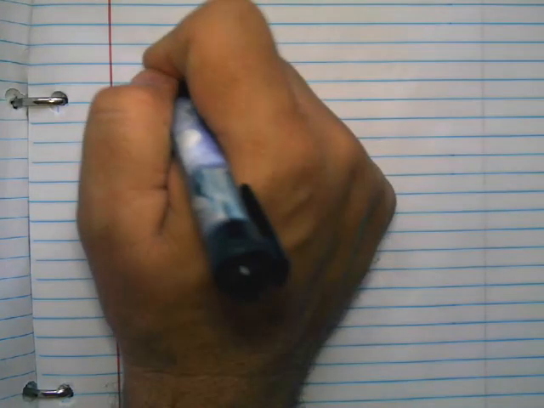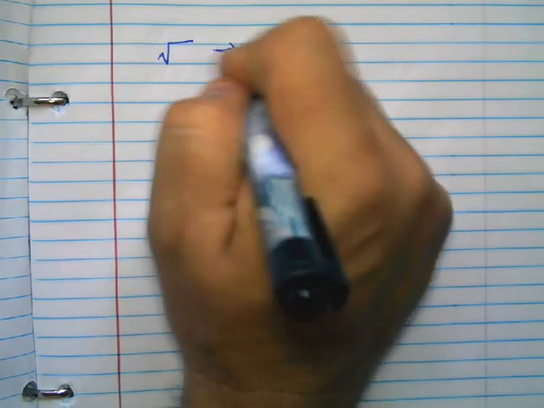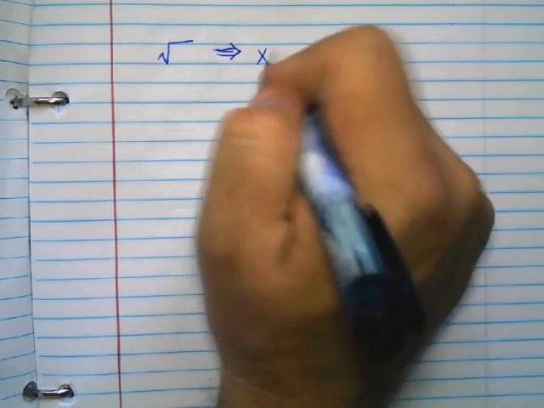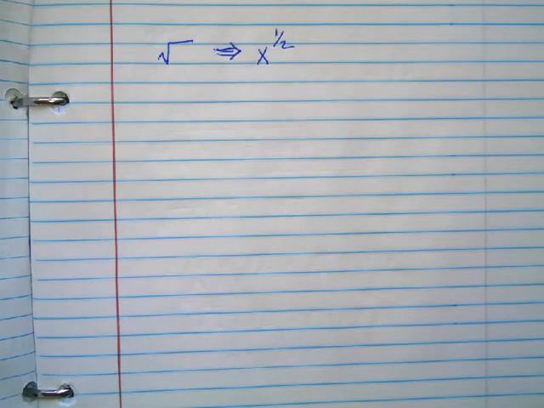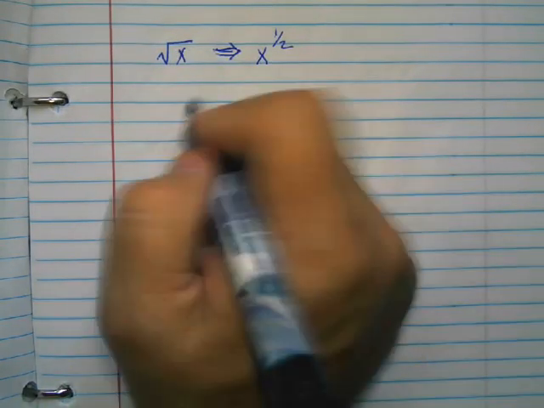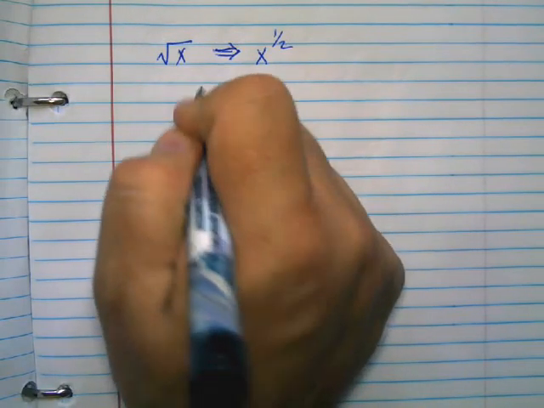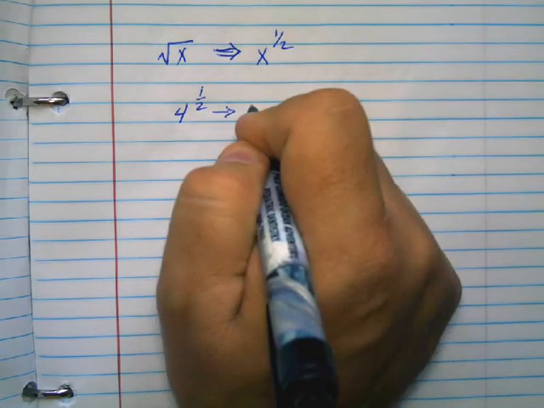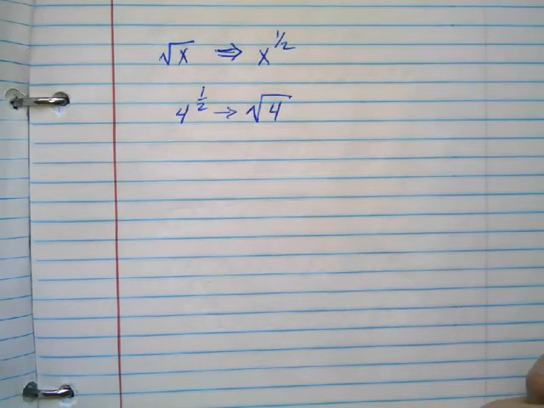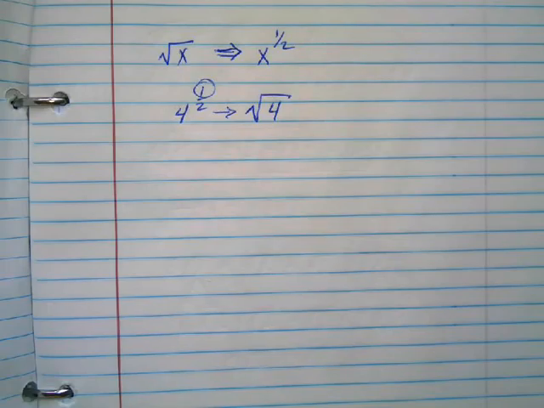Okay, another way to write square roots is to use an exponent of 1/2. So anytime you see x to the 1/2 power, or anything to the 1/2 power, they're just asking you for the square root of x. So if I ask you for, say, 4 to the 1/2 power, all I'm asking you for is the square root of 4.